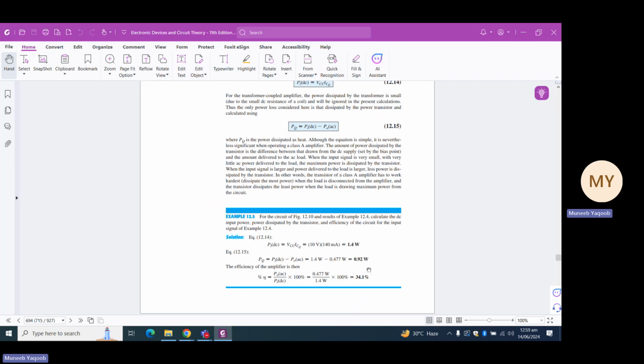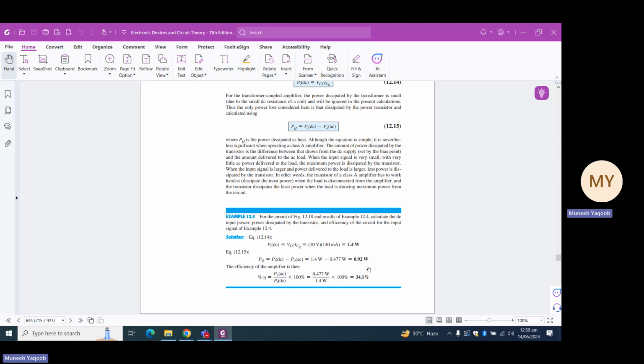Now, as we know that the input power was 1.4 watt and the output power we calculated in the previous example is 0.477 watt. So the power consumed in the transistor is basically P input minus P output, that is PDC minus PAC. So the power that is consumed in the transistor is 0.92 watt.